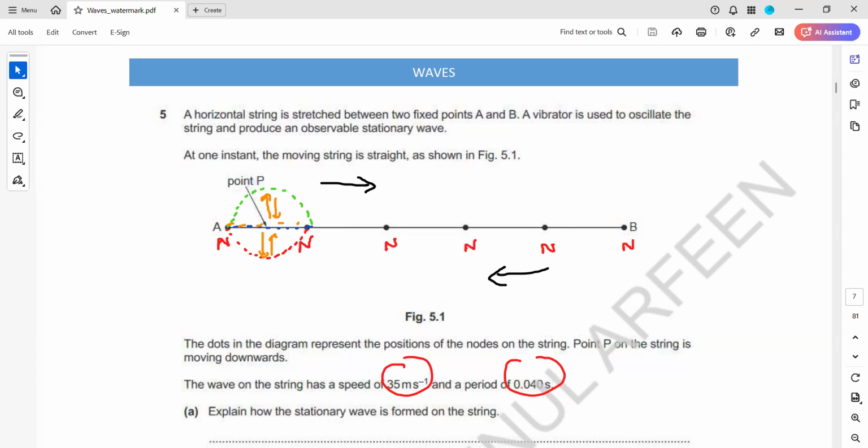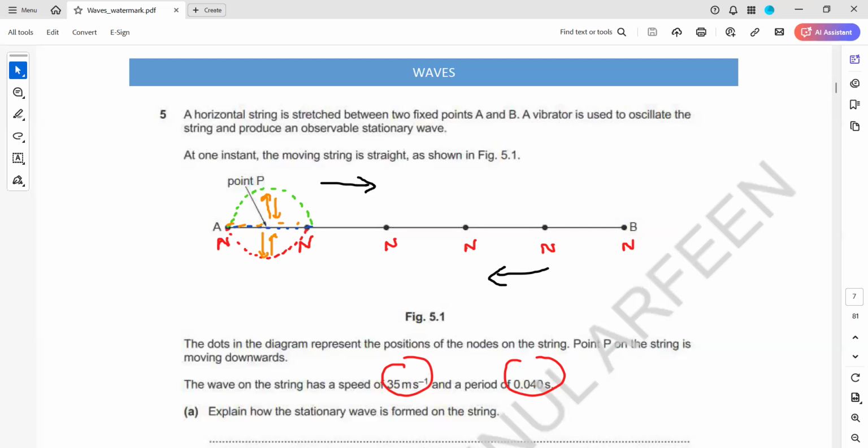You'll mention two progressive waves traveling in opposite direction. It is important to mention that the waves are traveling in opposite direction because if two waves are traveling in the same direction, they might interfere, but they will not result in the formation of a standing wave. So two progressive waves moving in opposite directions meet each other or superimpose, giving rise to a standing wave. That's the structured answer.